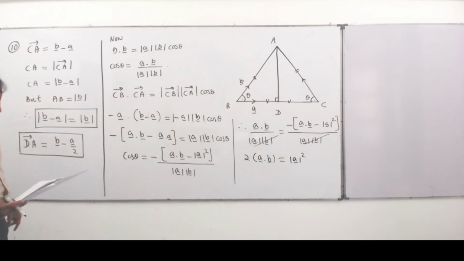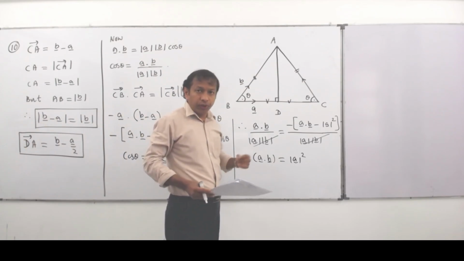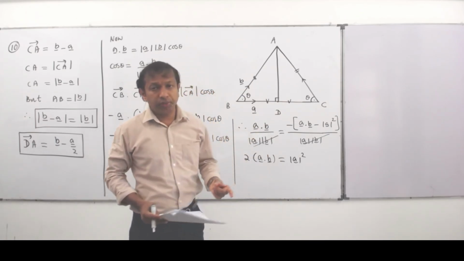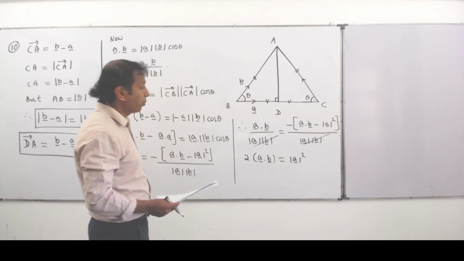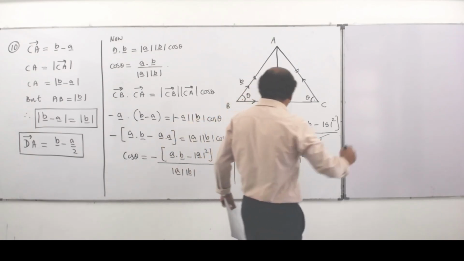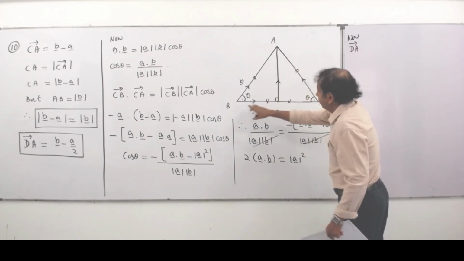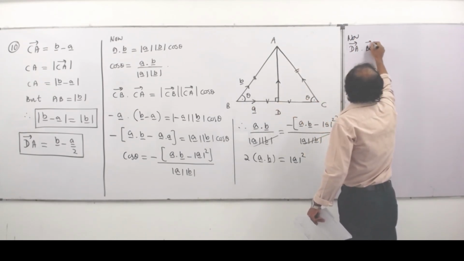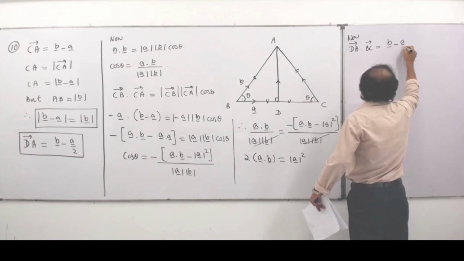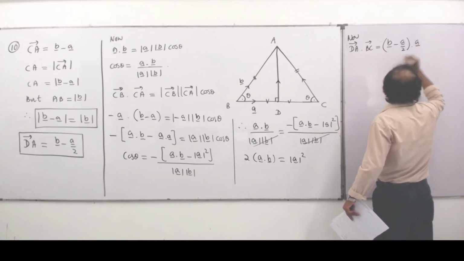Okay. Now we need to prove this AD perpendicular to BC, no? To prove that, the dA vector dot BC vector, the dot product between the two vectors dA and BC, we have to show 0. Right. dA vector we found. Right. Now we'll write dA vector dot BC vector. What is that? dA vector means B minus A by 2 into BC vector. BC vector is simple A vector.